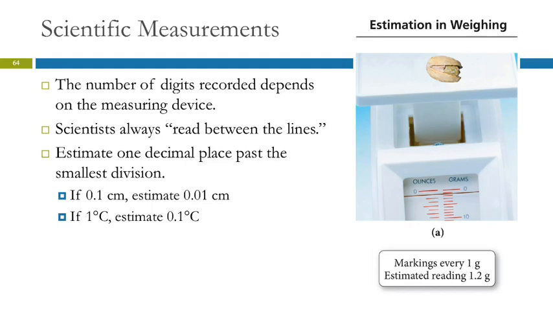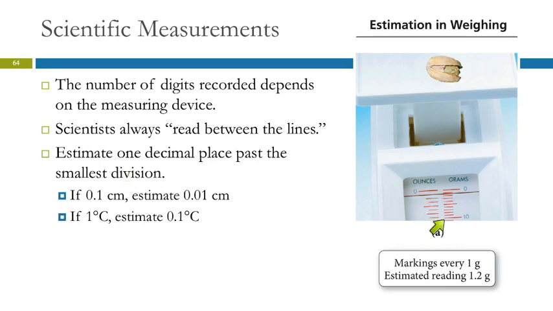But on a balance like this, a scale like this, there's this line that moves on the scale behind it, and we have to identify what it's representing. So what we do, the number of digits that we're going to write down depends on the device that we're using to measure the thing, right? One way to remember this is we talk about reading between the lines. We're going to estimate one decimal place past the smallest division that's given.